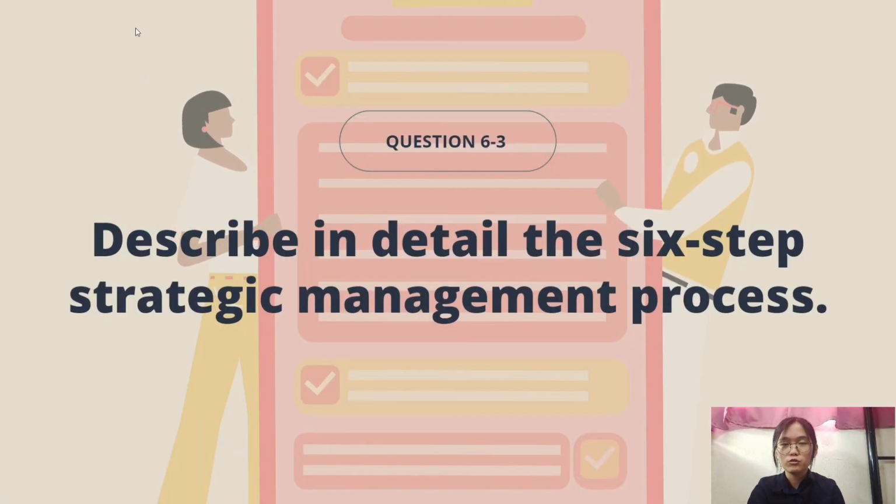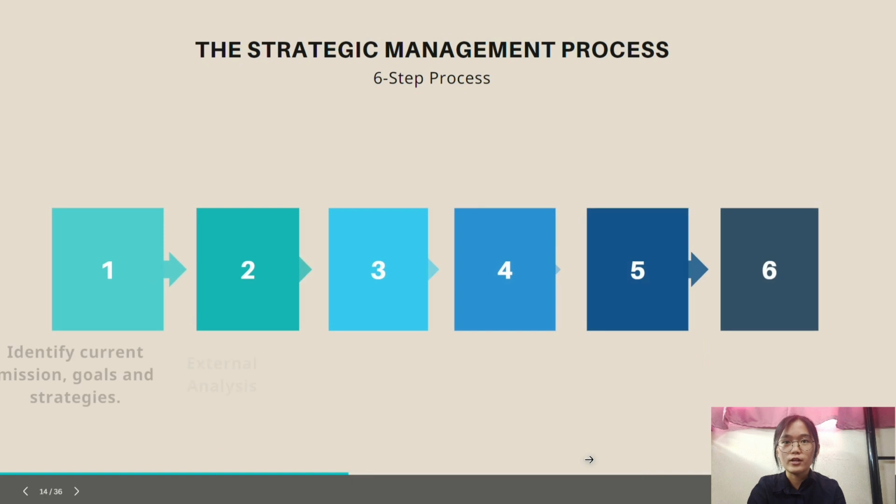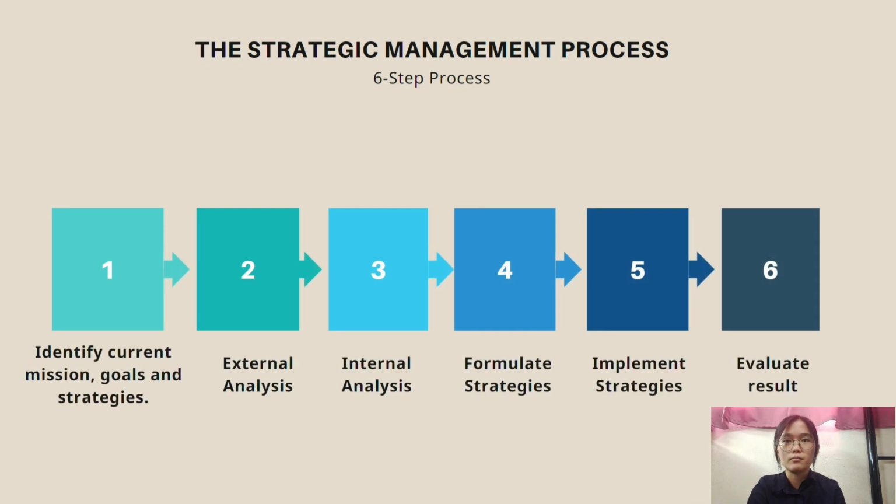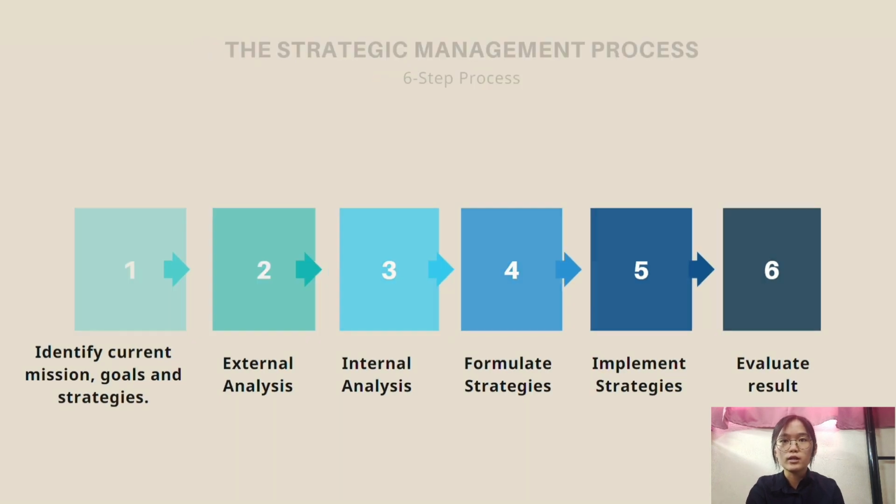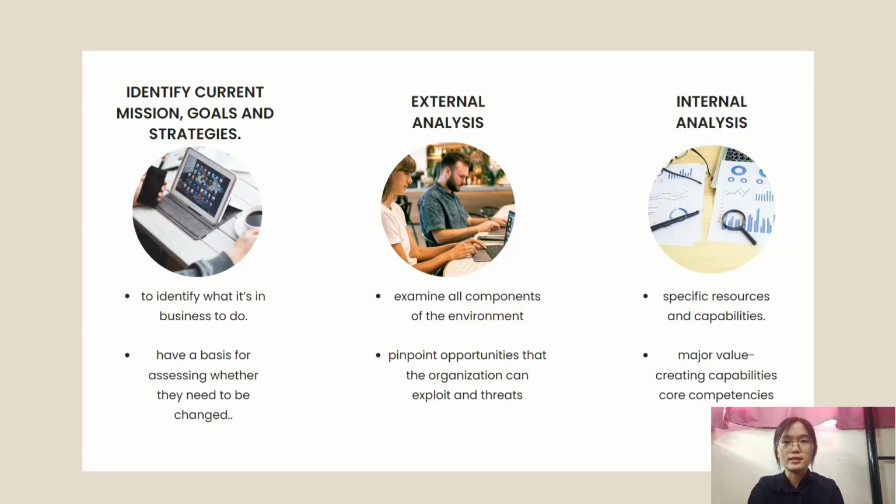Let's discuss question 3. Describe the detailed 6-step strategic management process. Here is a flow graph that consists of the 6-step strategic management process. Firstly, identifying the organization's current missions, goals, and strategies. This is the step where you identify what the business does. By doing so, managers can have a basis for assessing whether they need to be changed.